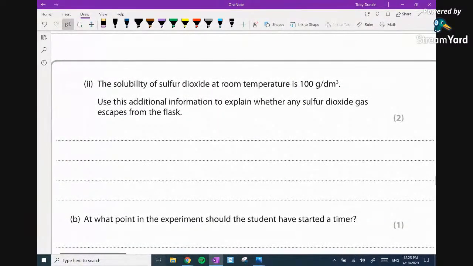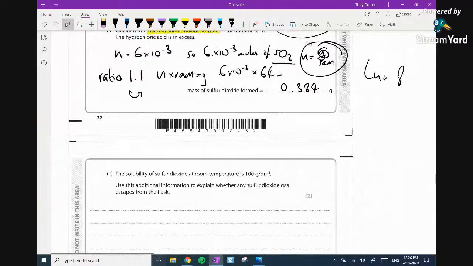Right, the solubility of sulfur dioxide at room temperature is 100 grams per litre. That's awfully convenient. Use this additional information to explain whether any sulfur dioxide escapes from the flask. Right.